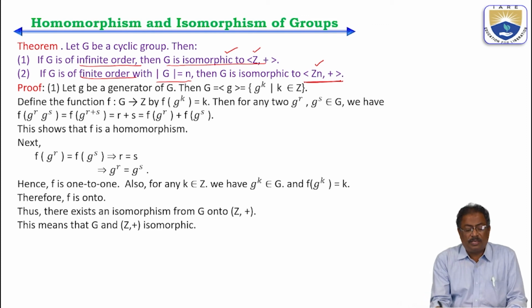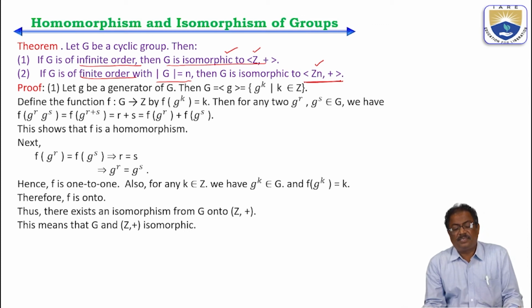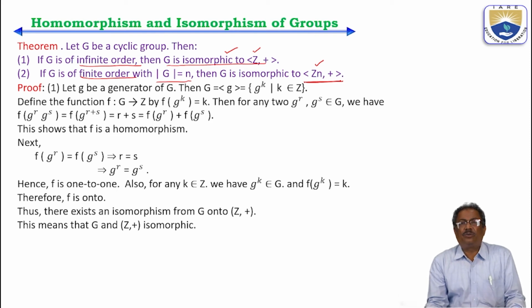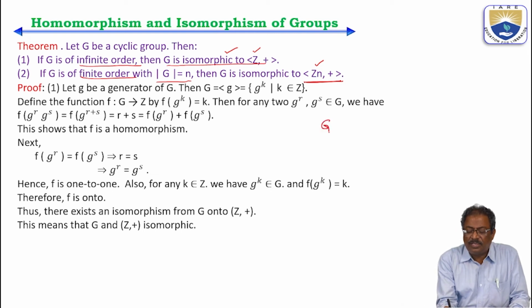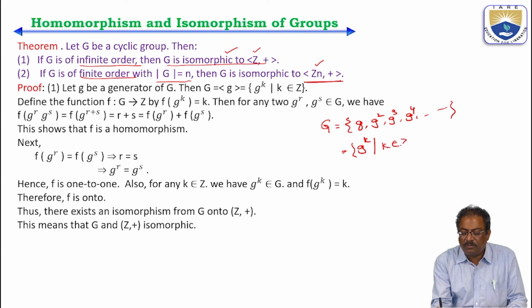Now here G is a cyclic group which is infinite. Whenever we say that it is a cyclic group, definitely it has a generator. So generator means G, G power 1, G power 2, G power 3, G power 4, and so on. Which is nothing but the generator G power K such that K is some integer.